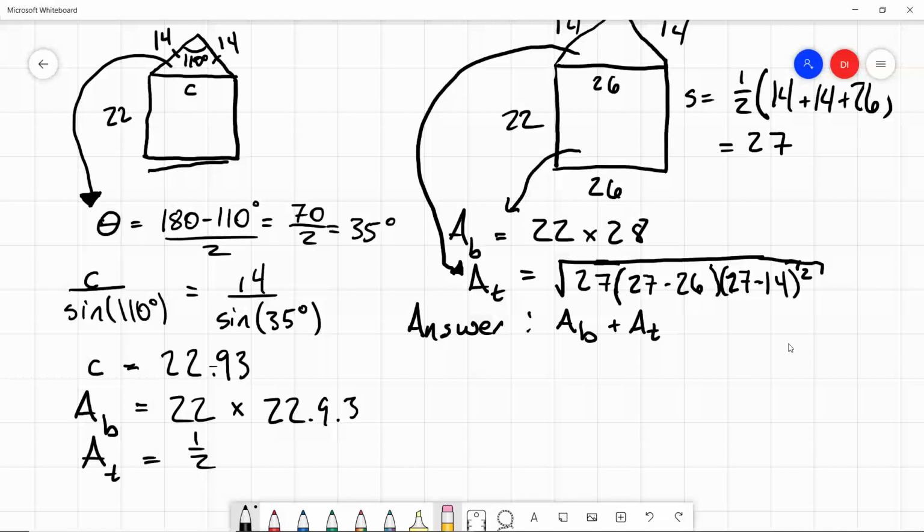And that's 1/2 times 14 times 14 times sine of the angle. Yeah, you add both of these together. So the answer is still the sum.